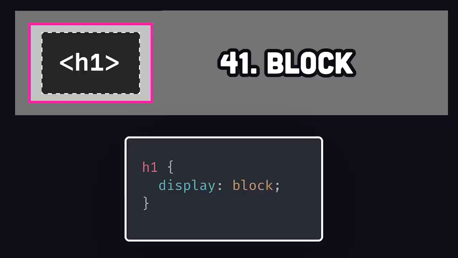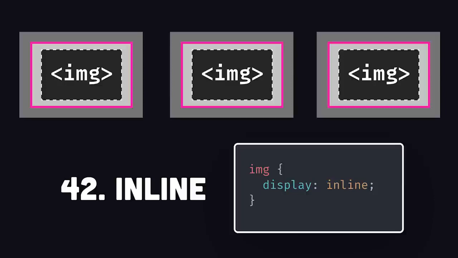Some elements like heading have a display of block by default, which means they take up all available horizontal space. Other elements like image are displayed inline, which means they can line up horizontally side by side. The problem is that the default position is usually not desirable. It can be changed by customizing the position property on an element.